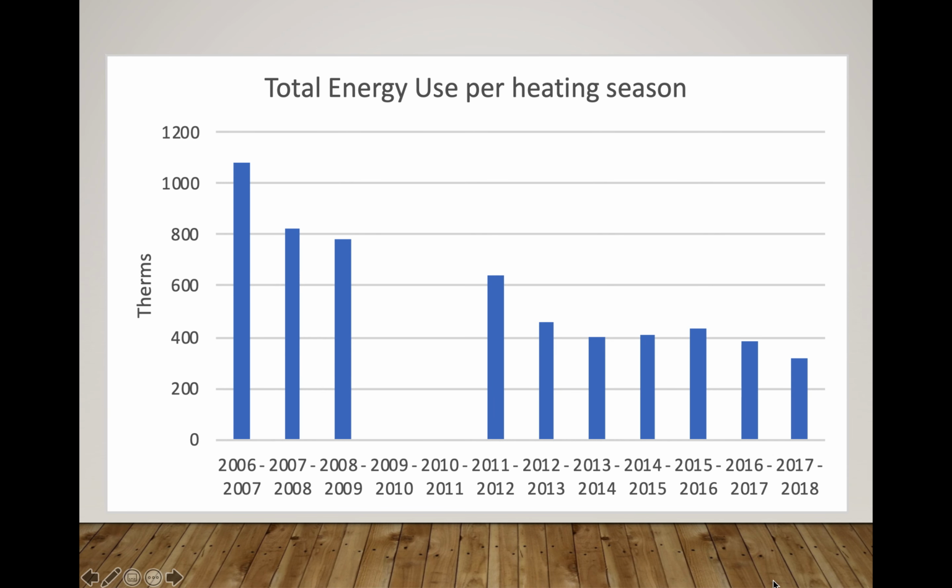So did it work, right? How did it work out? Well, over time, we used less and less energy. And one thing you're going to learn in this class is how to look at energy bills and analyze them using weather to normalize so that one season is comparable to another season, even though weather changes.